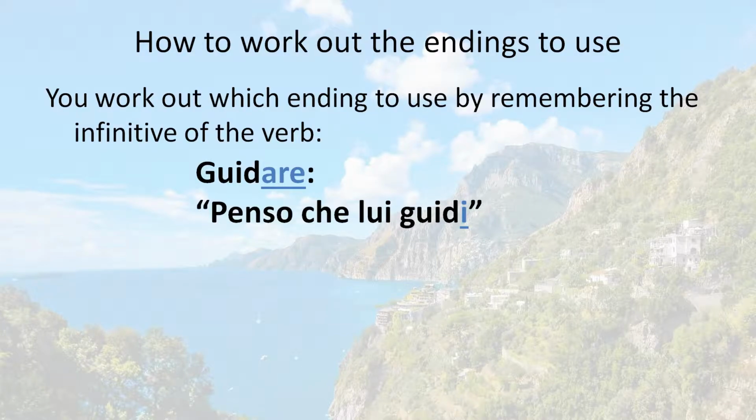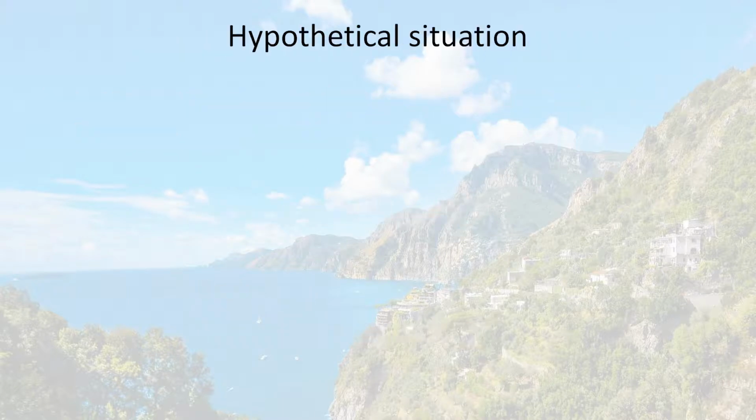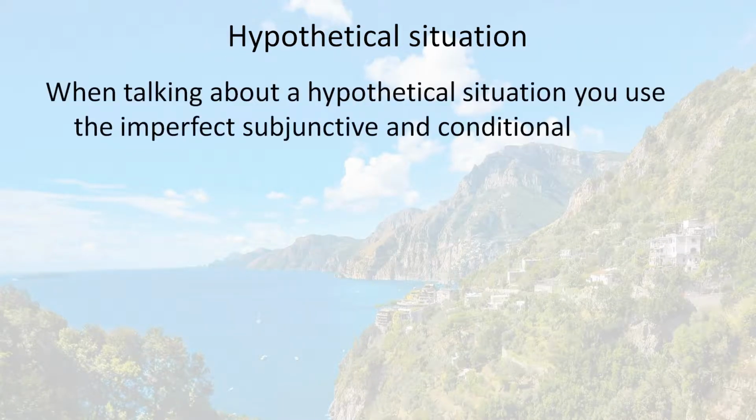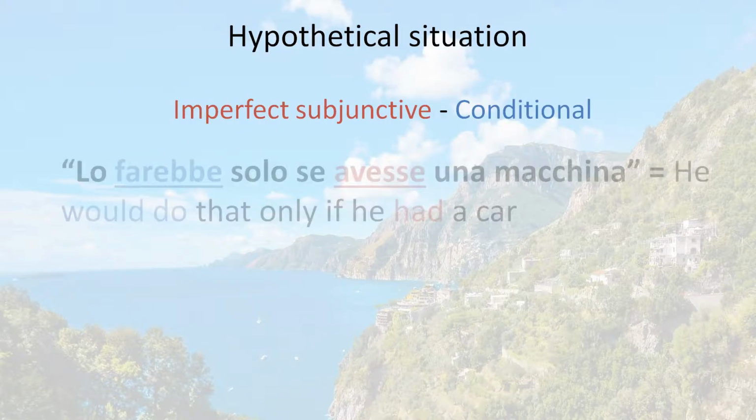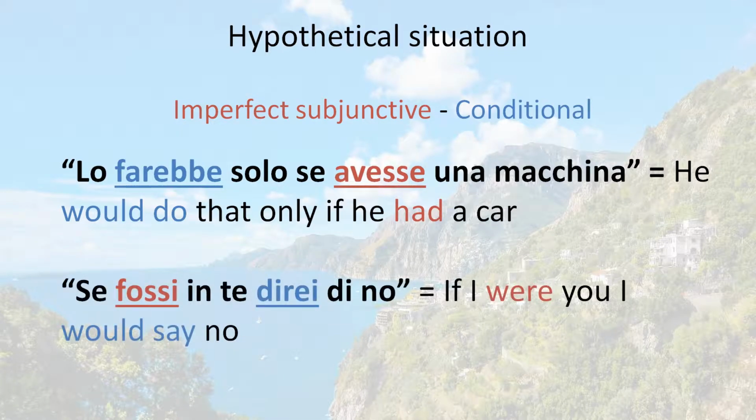Penso che lui guidi. I think he drives. Scrivere, to write. Penso che lui scriva. I think he writes. You also use the subjunctive in hypothetical situations. Use the imperfect subjunctive and conditional. Lo farebbe solo se avessi una macchina. He would do that only if he had a car. Se fossi in te, direi di no. If I were you, I would say no.